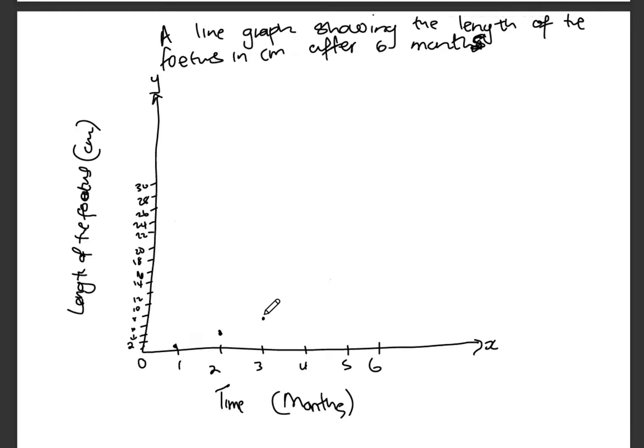Then 4 is at 15, which is between 14 and 16, so somewhere there. Then 5 is 25, which will be between 24 and 26. So you're nicely scaling it, guys, and plotting correctly using your ruler, please. 6 is at 30. Then you join your dots. Remember to not use a ruler when joining the dots. Do not use a ruler. Okay, there's your graph.